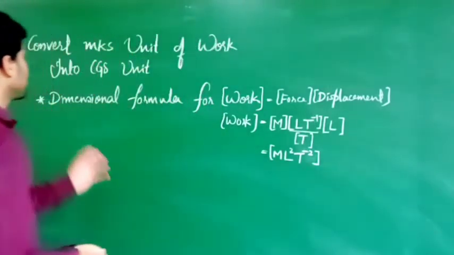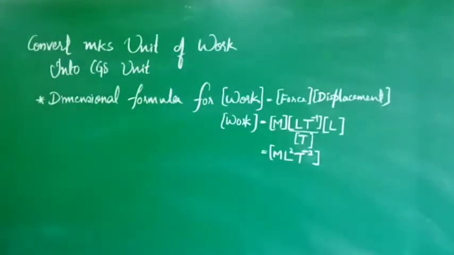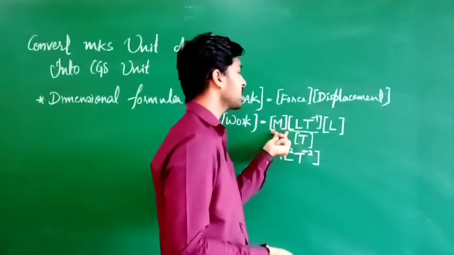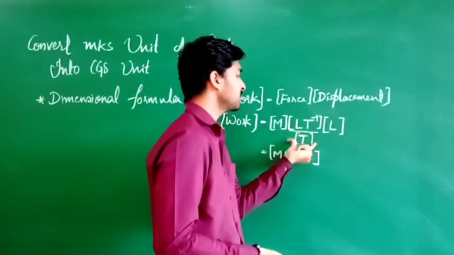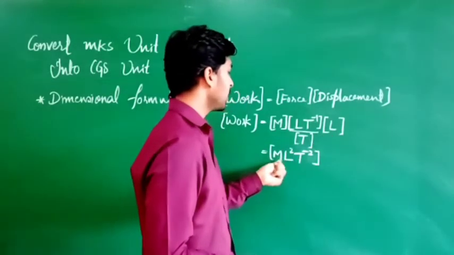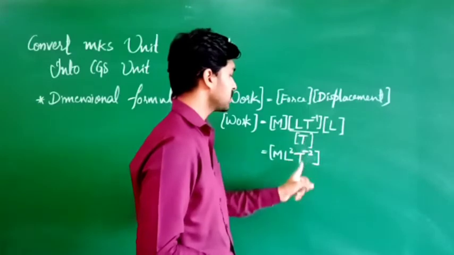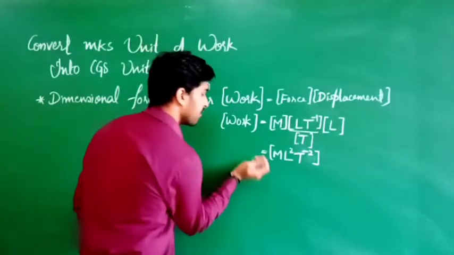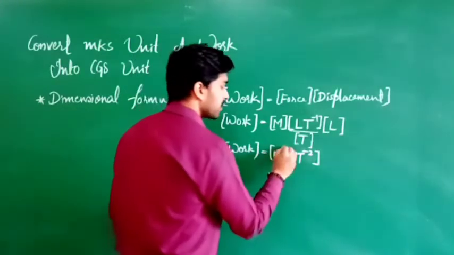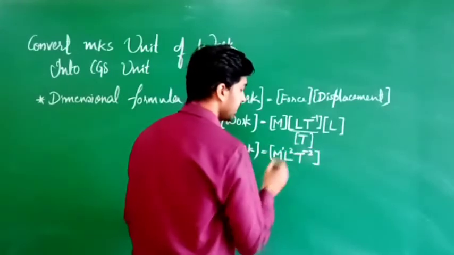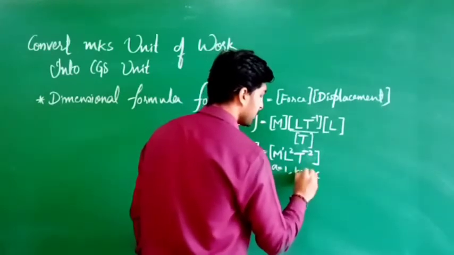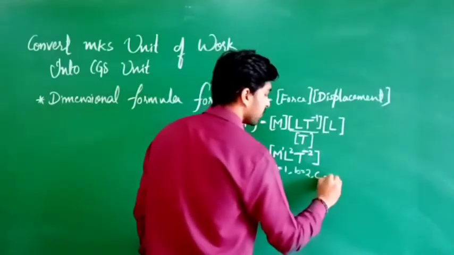Are you getting it? First we have to write the dimensional formula for work, that is nothing but force into displacement. Force is nothing but mass into acceleration. Mass I have written here, acceleration is nothing but velocity made in unit time. Velocity is LT power minus 1 per unit time. Next displacement L, giving M L square T power minus 2. Correct. So here we have the dimensional formula for work. The powers of M, L, T, treat them as a, b, c. So a will become 1, b will become 2, c will become minus 2.